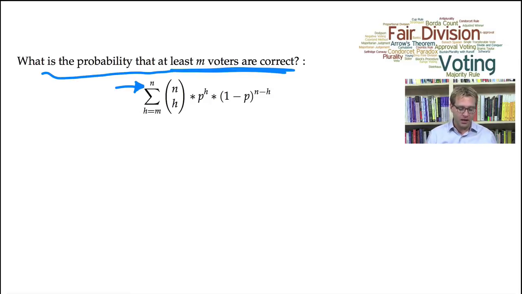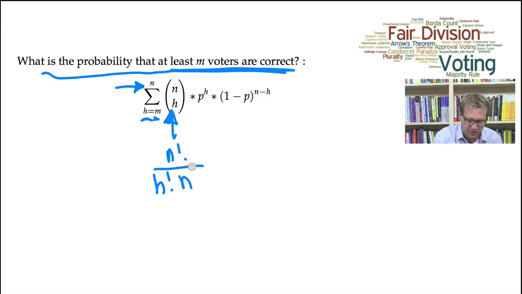So given h voters, what's the probability that exactly h of them are correct? Well, the first thing we have to do is choose h of the voters to be correct. So how many ways can h out of n voters be correct? Well, that's going to be n choose h. So that's n factorial divided by h factorial times n minus h factorial.